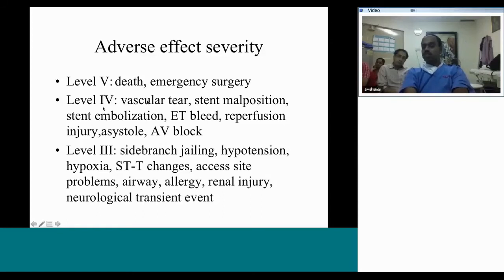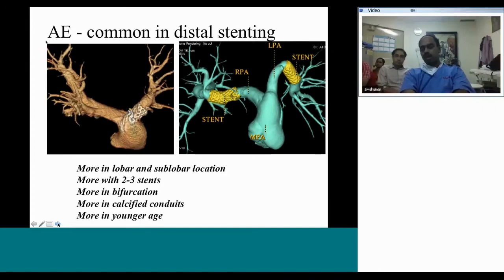Level 4 problems are very serious problems that can lead on to death unless you take immediate care. Vascular tear, stent embolization, stent malposition, endotracheal bleeding, reperfusion injury, asystole. Level 5 is impending death or impending emergent surgery. So this is how adverse effect is classified in a PA stenosis, level 0 to level 5.